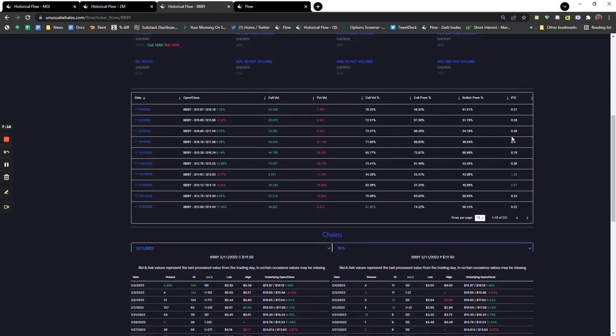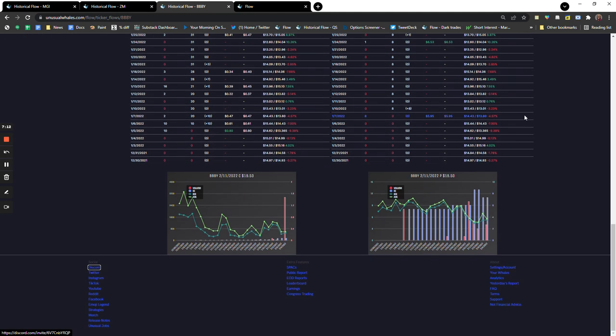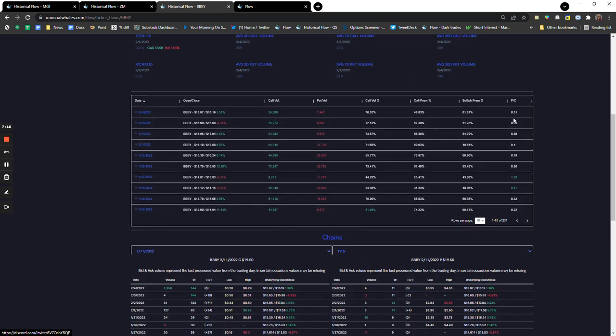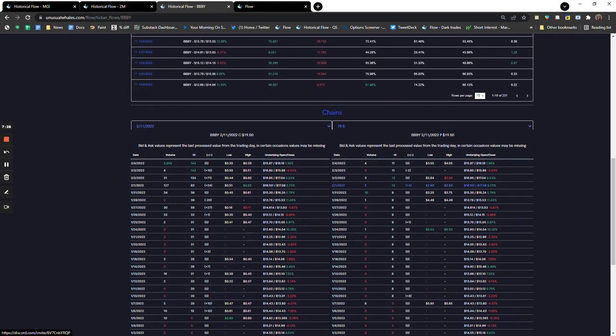Down here, call ratio, down to 0.31. Oh, whoops, sorry. Down to 0.31. Fantastic, great, I love it. You see that it's coming down from that 1.2, 0.79, 0.4. We're steadily moving downward, which is a positive sign.